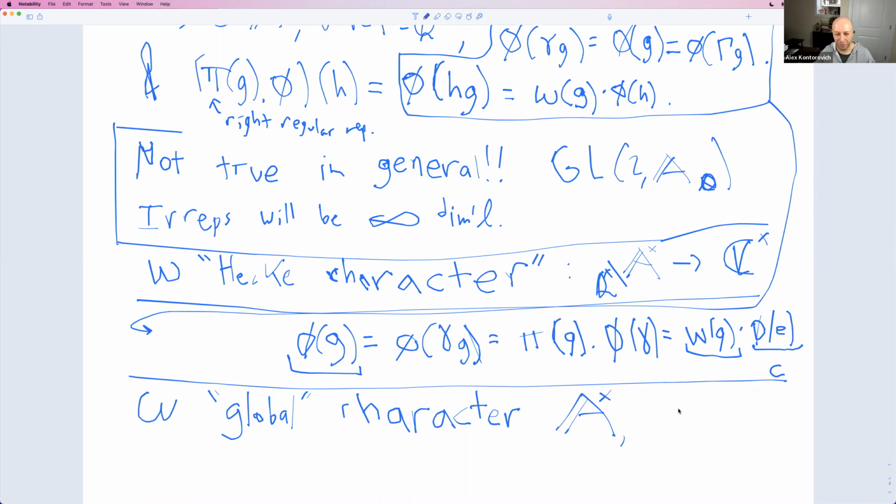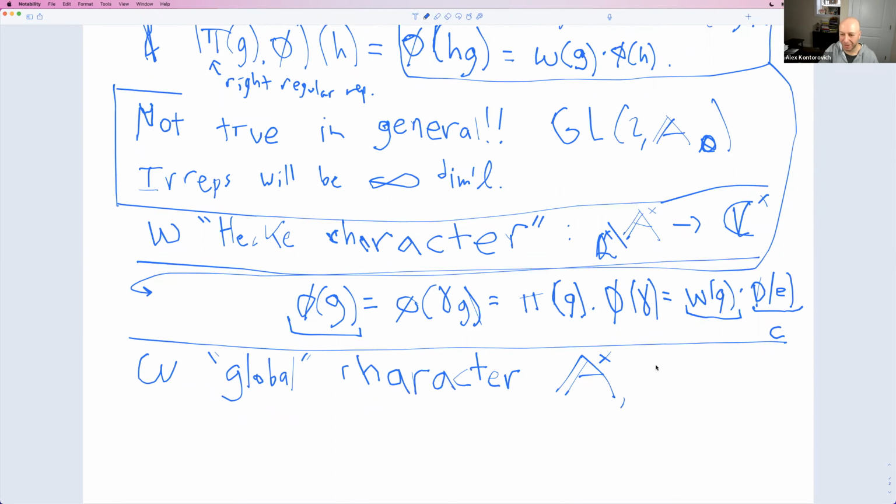notice that because it's a character, in other words, so what does it mean to be a character? It's that omega of g1 g2 is omega of g1 times omega of g2. By the way, pi is unitary, right? This representation pi is a unitary representation.